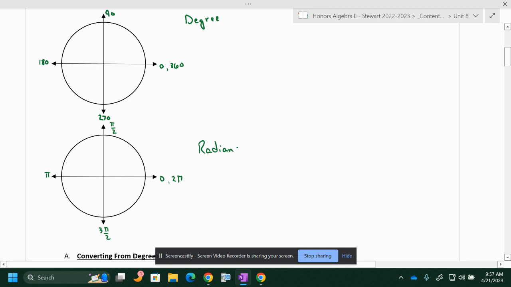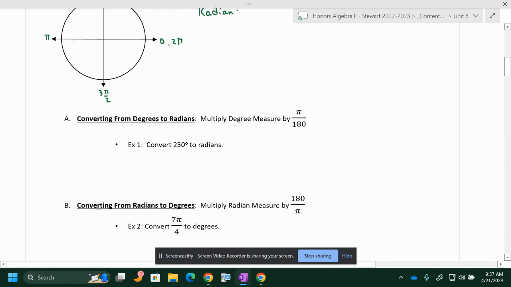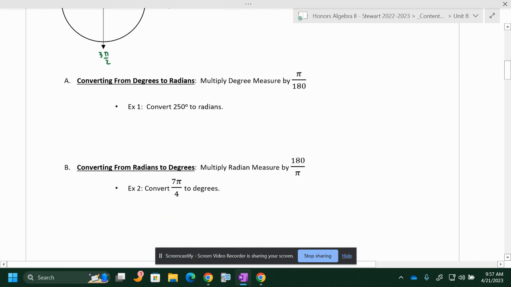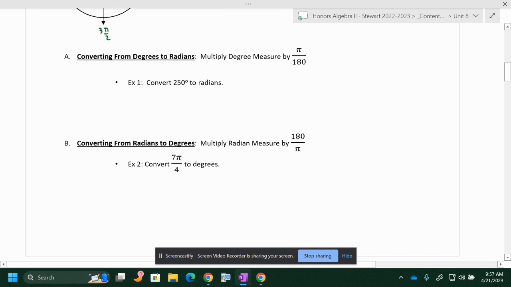There's a way to convert from degrees to radians, and then radians to degrees, which you'll need to know. When you're converting from degrees to radians, say I ask you to convert 250 into radians. You're going to multiply the degrees by pi over 180. This works because 180 degrees and pi radians are the same measure. They're halfway around a circle.